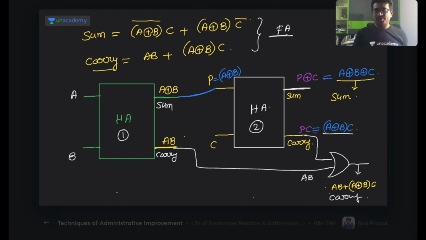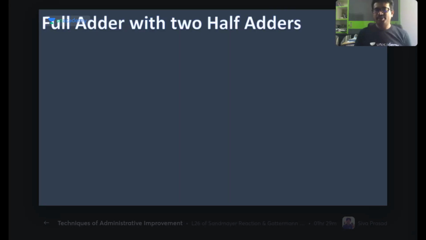This is the implementation of a full adder by using two half adders, isn't it? Like this we have implemented this thing. Full adder with two half adders. So here we can take two half adders and implement it. This is my one half adder I have taken.